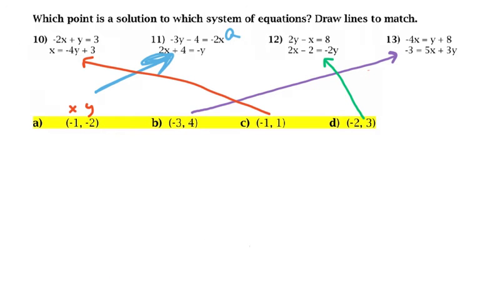Okay, hopefully you plugged all of those in and found which one each one was a solution to. So 10, C is the solution to that one. 11A we found, 12 is D, and 13 is B.